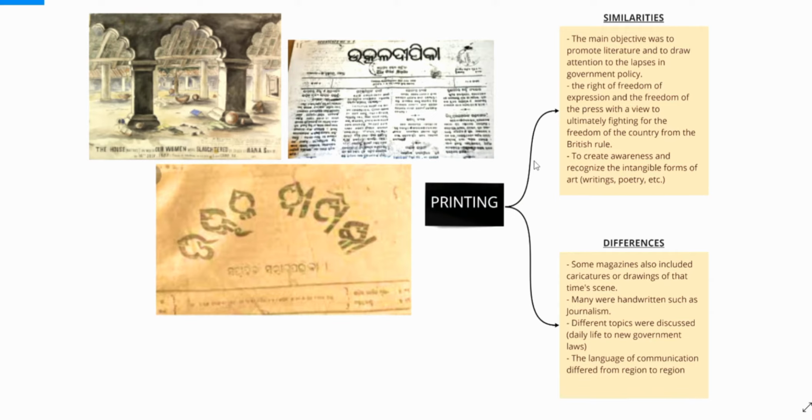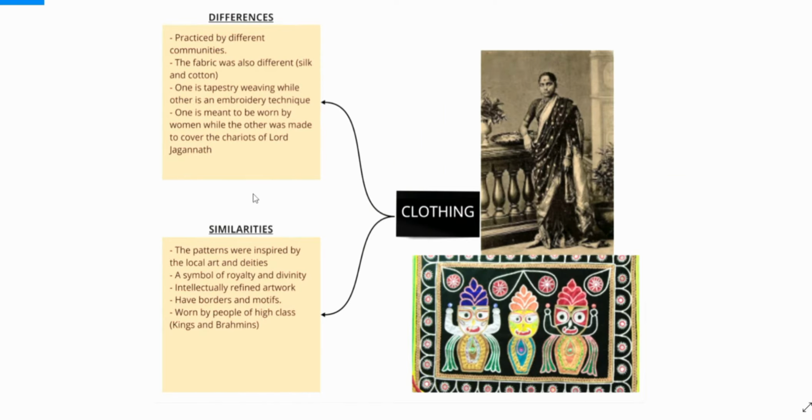There were some differences too, like some magazines also included caricatures or drawings of the scenes of that time. Many were handwritten, such as in journalism. Different topics were discussed, and the language of communication differed from region to region. As is evident in this image, it is a magazine from Odisha, and this one is written in English.